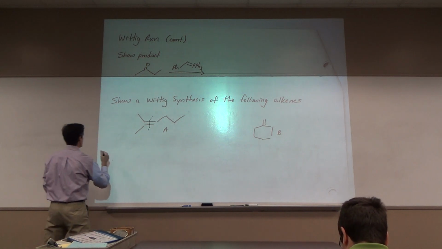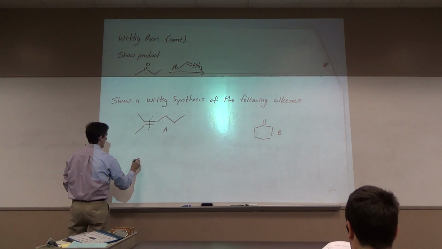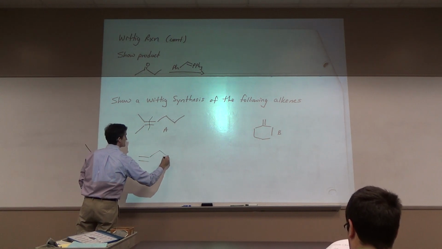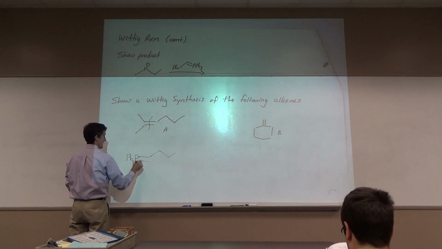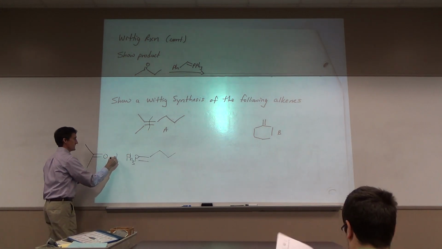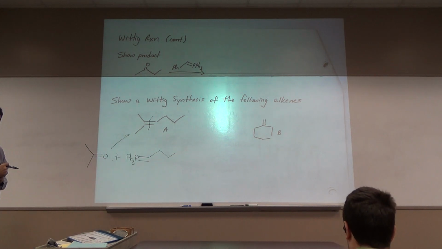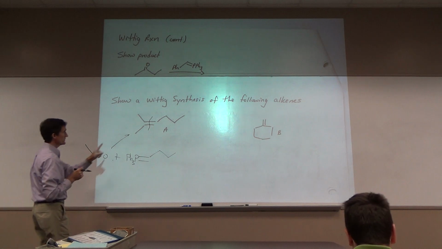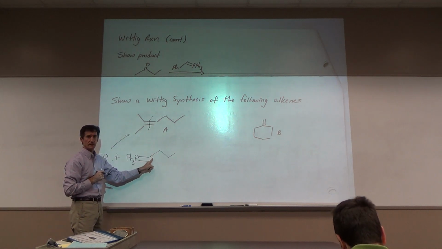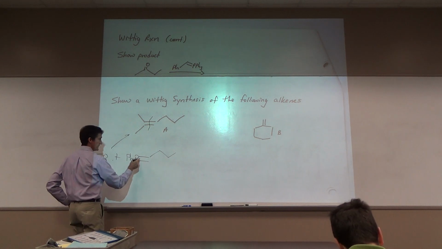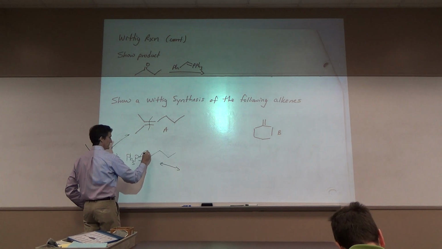Trading partners back, this breaks down into this carbonyl plus this Wittig reagent. These two would give this. You'd rather your less substituted carbon of your alkene come from the Wittig reagent. Of course, this is one resonance structure. The other resonance structure is where you move electrons here.